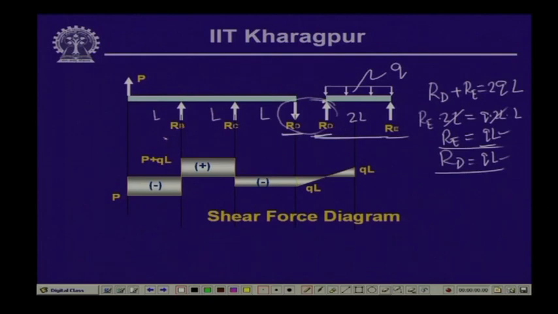Now, for the left segment, if you take the summation of vertical forces equal to 0, it will give you R b plus R c plus, since it is in the opposite direction, this is negative.